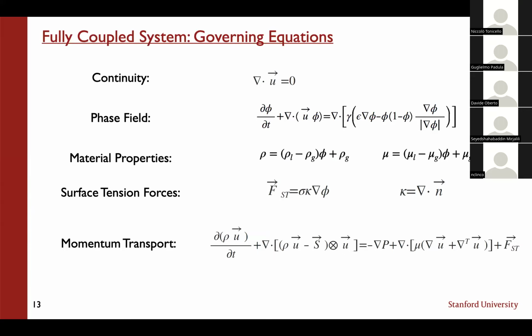So this is the overall set of equations. You solve continuity. So this is a one-fluid system of equations. You have continuity, so you have an incompressible fluid system. This is how you track interfaces. And then your density, viscosity, and surface tension are all functions of P, right? And all of these go into your Navier-Stokes. And of course, your Navier-Stokes gives you your velocity that goes to the phase field equation. So it's a two-way coupled system.